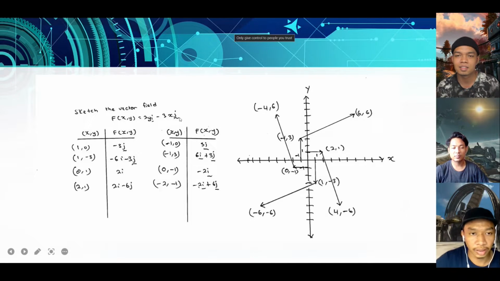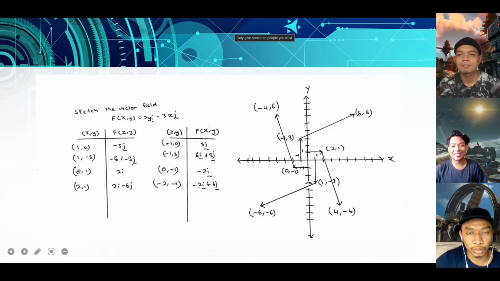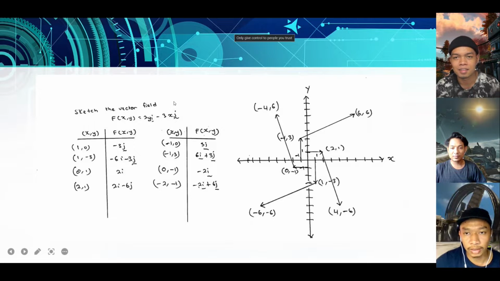First, we will put some coordinates: (1, 0), (1, negative 3), (0, 1), (2, 1), (negative 1, 0), (negative 1, 3), (0, negative 1), and (negative 2, negative 1). And we put the coordinates into this equation. First, we put coordinate (1, 0) into this equation, and we will get the vector negative 3j. And we will put the answer in this graph.